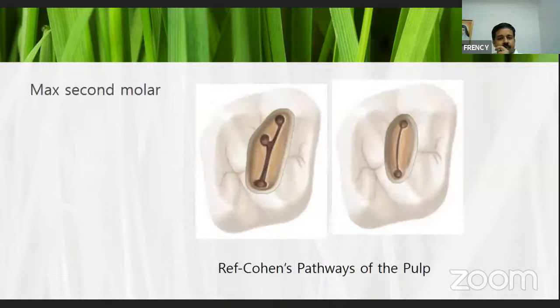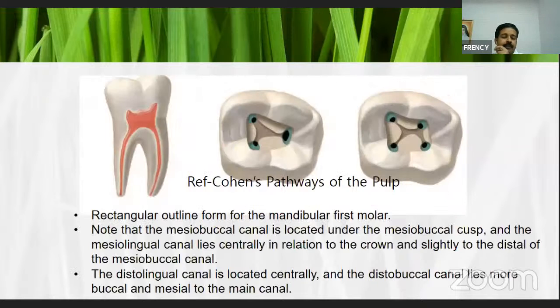Then maxillary second molar, sometimes the distobuccal canal may be lying in a straight line between the mesiobuccal and palatal canal, or sometimes it may be a two canal or single canal morphology. Then mandibular molars, always look for the second additional canal and the rectangular outline form of the mandibular first molar. And usually the mesiobuccal canal will be located under the mesiobuccal cusp, and the mesiolingual canal lies centrally in relation to the crown.